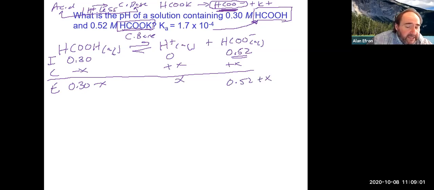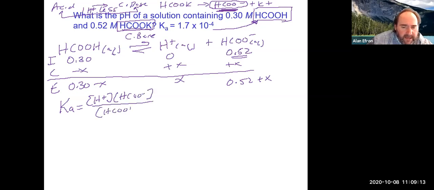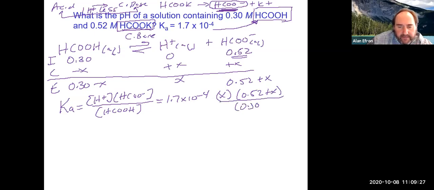If you were going to finish it out through the ice table way, it would go into your Ka expression like we've done before. That will equal our Ka value of 1.7 times 10 to the minus 4. That will give you x times 0.52 plus x divided by 0.3 minus x, which equals our 1.7 times 10 to the minus 4. At this point, you could do your assumption and solve for x.